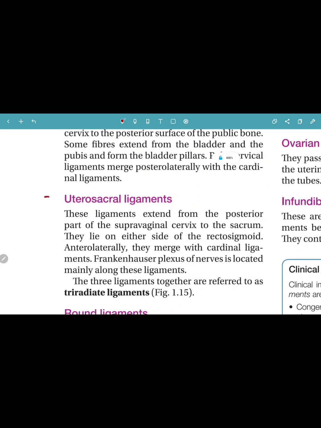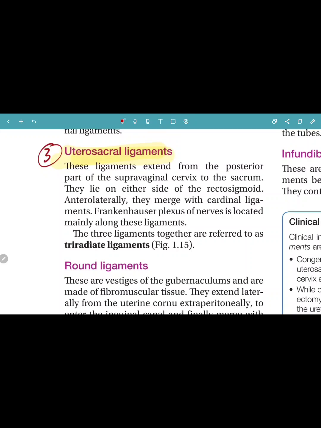Number 3 is your uterosacral ligaments. These ligaments extend from the posterior part of the supravaginal cervix to the sacrum, and they lie on either side of the rectosigmoid. Anterolaterally they merge with the cardinal ligaments. Frankenhauser plexus of nerves is located mainly on these ligaments, the uterosacral ligaments.